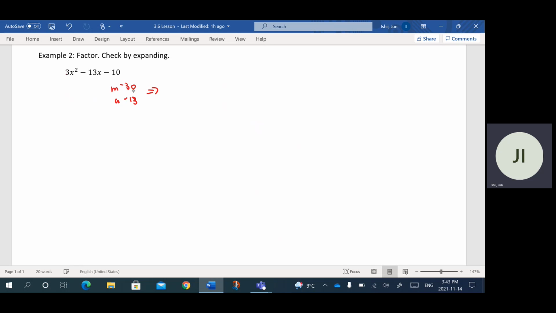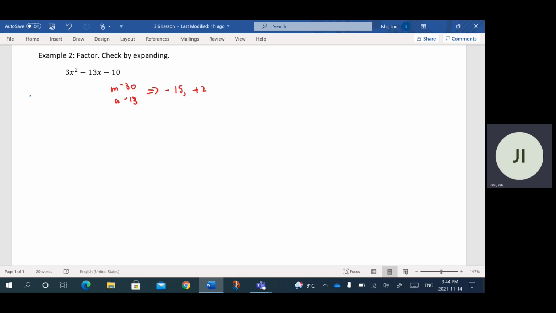All right, well, if two numbers multiply to a negative, one's going to be negative and one's got to be positive. So you might think 10 times 3, because that adds to 13. However, we need a difference of 13, not a sum. So it's actually going to be negative 15 and positive 2. If I multiply negative 15 times 2, that's negative 30. If I add them together, negative 13. All right, so these are the two numbers I'm looking for.